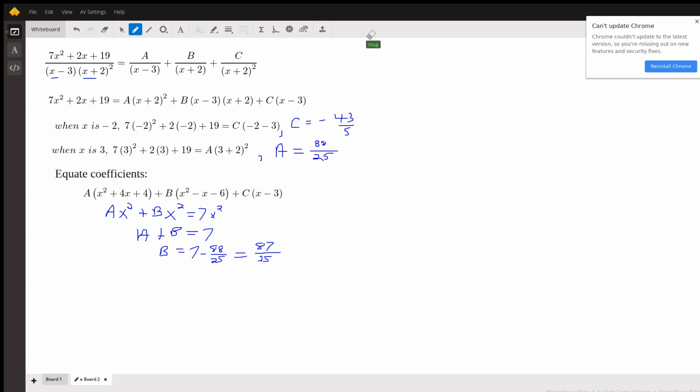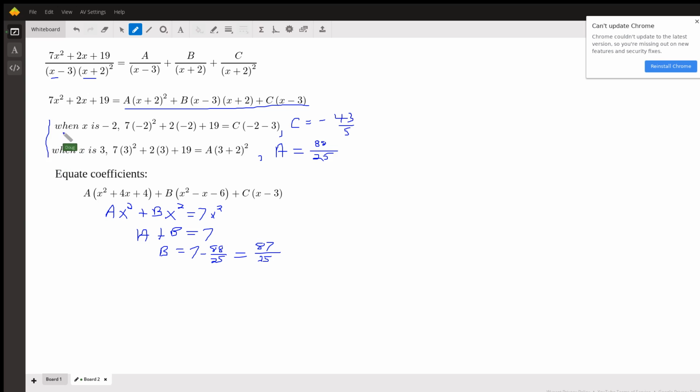The idea is to multiply every term of this equation by the LCD of all the denominators, which is x minus 3 times (x plus 2) squared. If you do that, you get this. And you don't have to equate coefficients yet, it turns out.